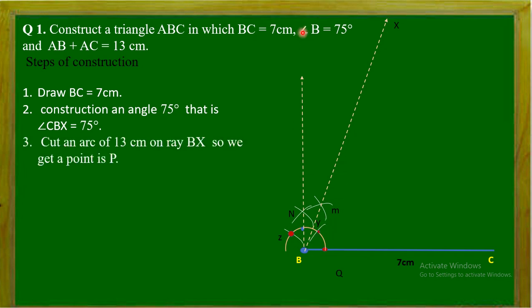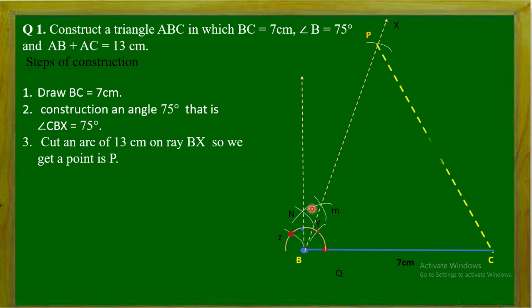Now next, it is given in the problem AB plus AC, that means the sum of two sides, is 13 centimeter. Now open the compass and adjust it for the 13 centimeter. So measure the opening of the compass 13 centimeter, with B as a center, cut the arc intersecting ray BX at a point P. Now the distance from this point P to the point B is 13 centimeter.